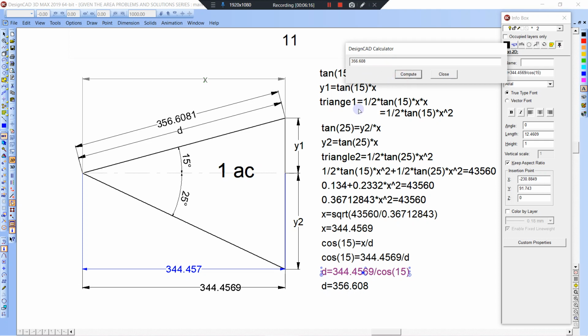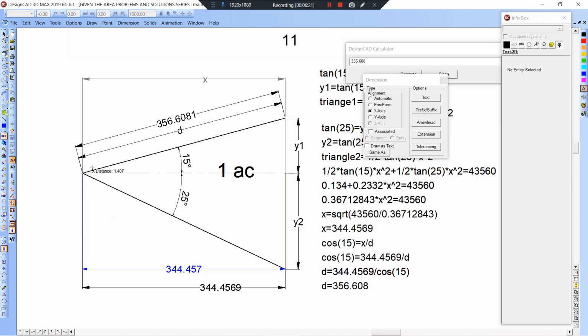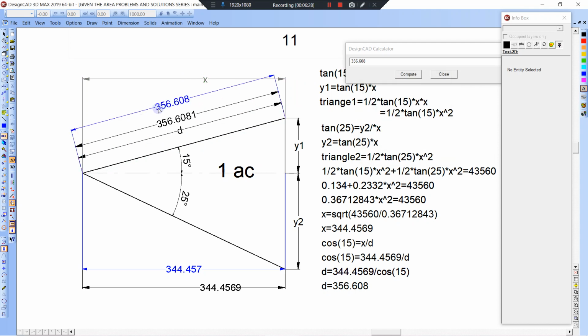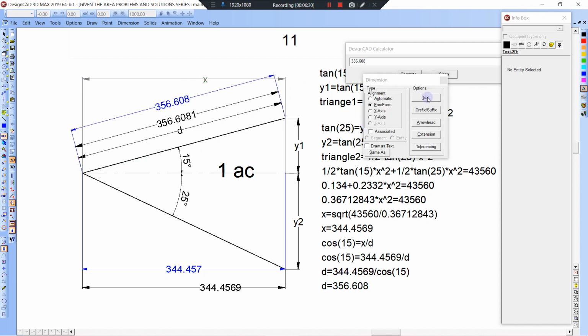And you end up with 356.608. That is the answer that we were looking for. So this should show up. All right, that's how you do it. I'm going to change that now because I don't want that screwing up later.